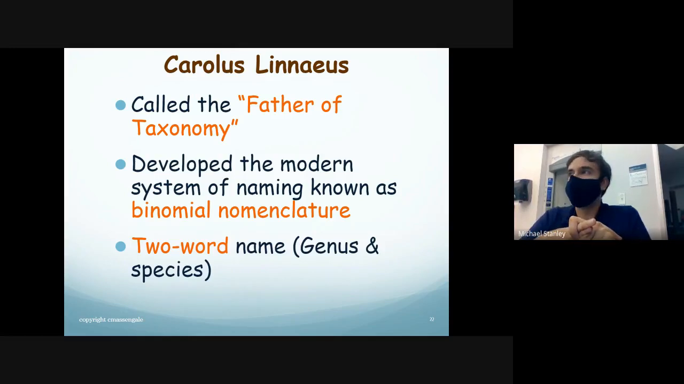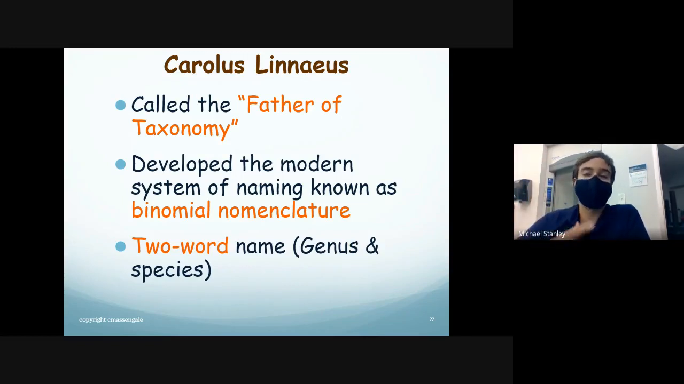I'm trying to think of other common ones, and I can't think of them off the top of my head right now. I think chimpanzees are Pan troglodytes, I believe. So every single plant and animal that has been studied by science on Earth has its own unique two-word name. Again, it's all because it helps to cut down on the confusion.